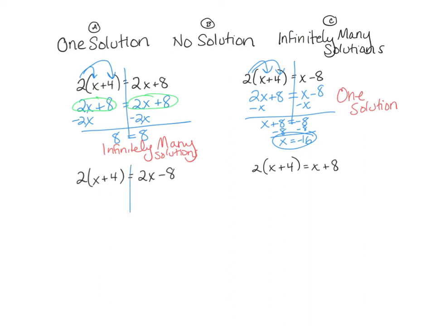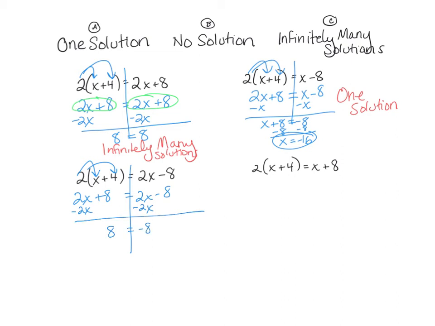Moving on down to the third example, draw my wall, distribute: 2x plus 8 equals 2x minus 8. When I go through my checklist, I know I need to gather my x's on one side, so I'm going to get rid of them from one of the sides. They're both 2x, so I'm going to subtract 2x, and I do the same over here. That leaves me with 8 equals negative 8.